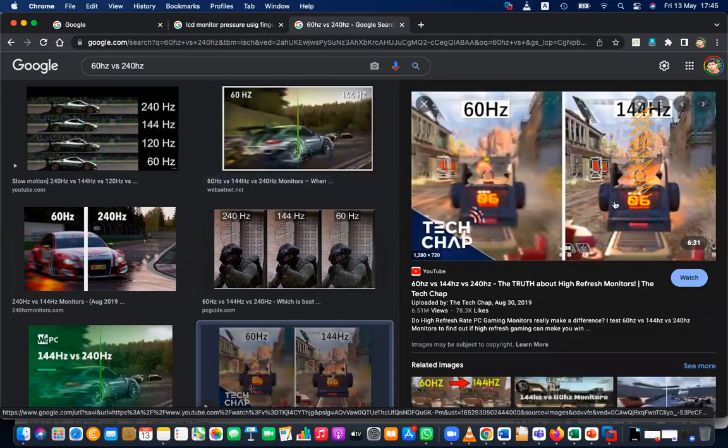You can see this one and this one. So it is high quality, more sharpness, and high speed visuals. You can see it's very smooth. High speed visuals, you can see very smooth.